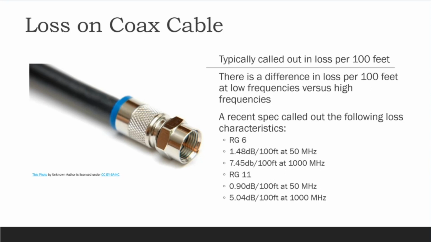So when we're talking about loss over cabling, this is the other really interesting part about designing a system: most of the coaxial manufacturers are going to call this out in loss per 100 feet. On a project I was working on recently, these were the loss characteristics they called out. You lose 1.48 dB per 100 feet at 50 megahertz, which is your low end channel 2, channel 3 RF frequencies, and you lose 7.45 dB per 100 feet at 1,000 megahertz, which is where Comcast right now has some high-end channels.